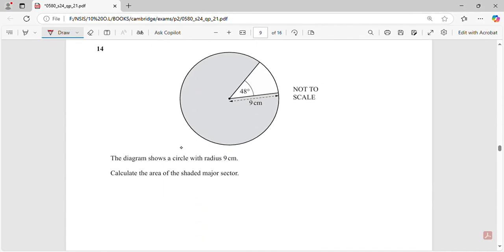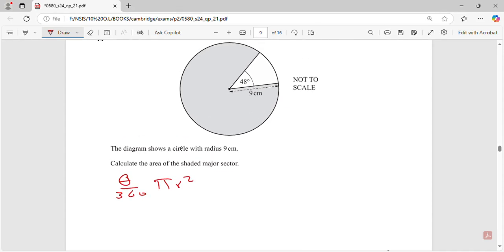Perfect. Now for question number 4, he told me that the diagram shows a circle with radius 9 centimeter. This is the radius, 9 centimeter. Calculate the area of the shaded major sector. So he needs the area of this big part. How can I know the area of the big part? Of course, it depends on the angles, right? I know that the area of the shaded sector over the area of the circle is theta over 360 multiplied by r squared, right?